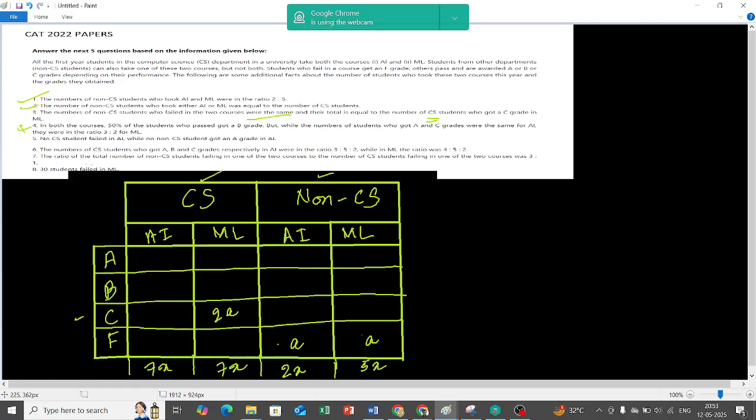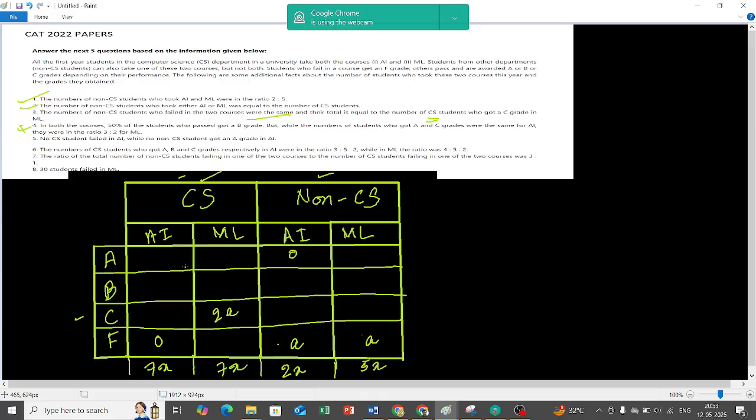Okay. Now, no CS student failed in AI. Very nice. So this is CS and this is AI. No CS student failed in AI, while no non-CS student got an A grade in AI. Non-CS student, A grade in AI. Okay. The number of CS students who got A, B and C.